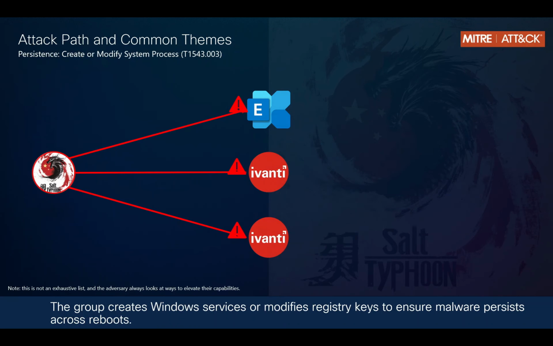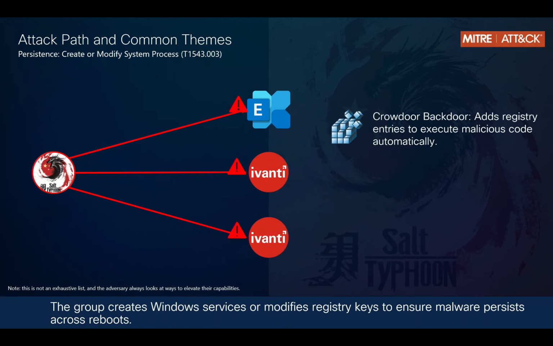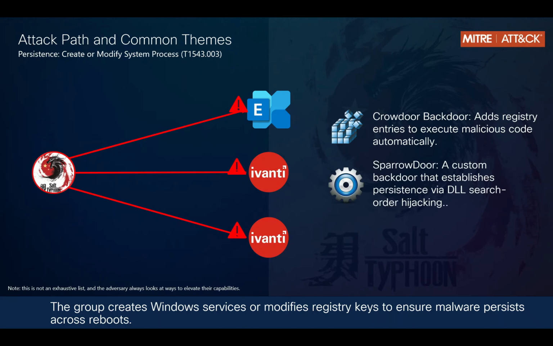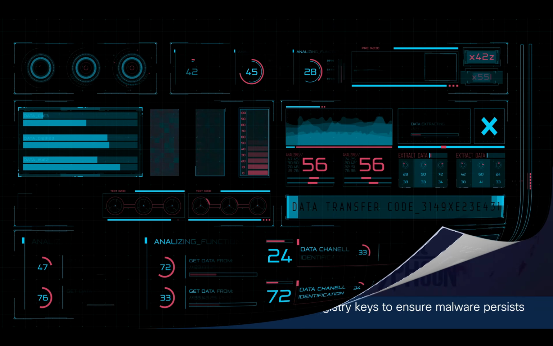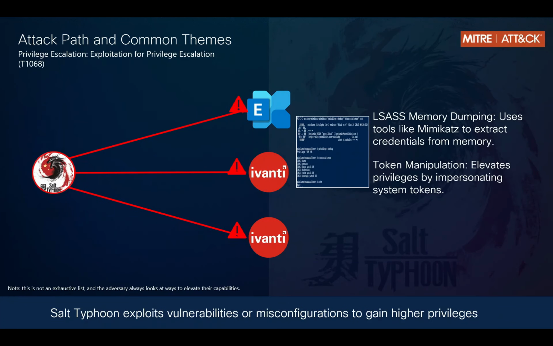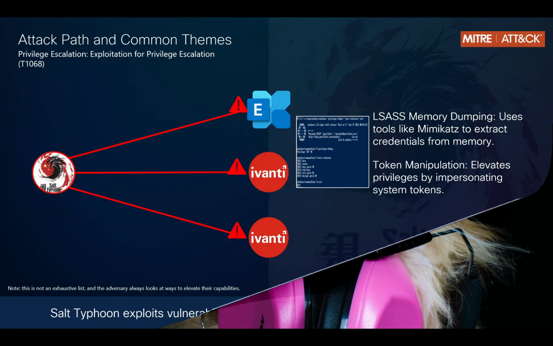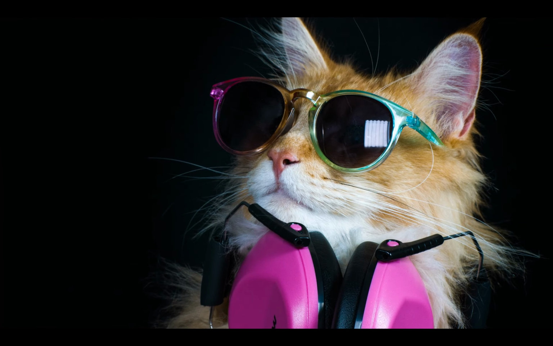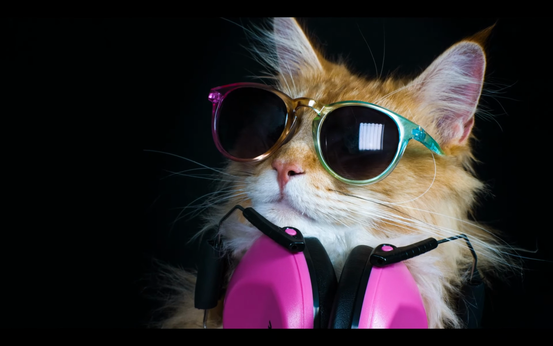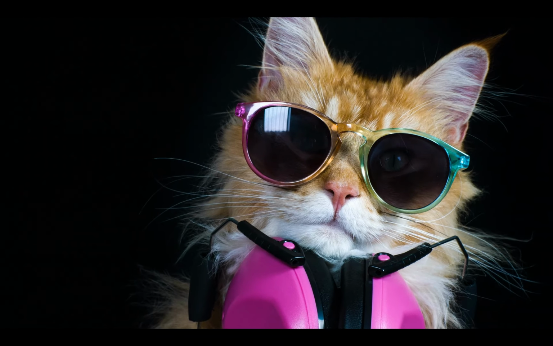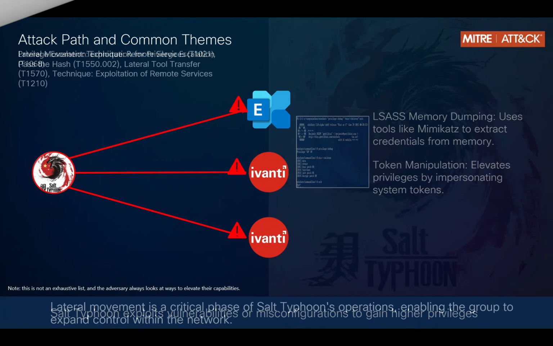those controls failed. Now persistence, they ended up creating what's called Crowdoor backdoor, which adds registry entries that execute malicious code automatically. And they also use Sparrow Door, which was a custom backdoor that establishes persistence via DLL search order hijacking. Then they moved on to privilege escalation, and they used Mimikatz to extract credentials from LSASS. And they use token manipulation to elevate privileges by impersonating system tokens.